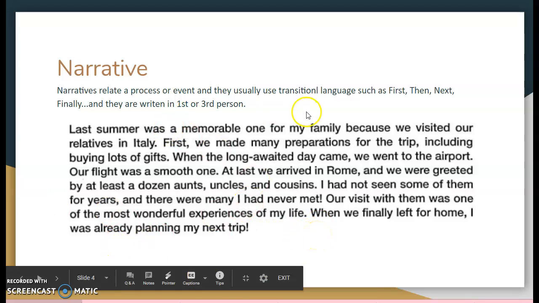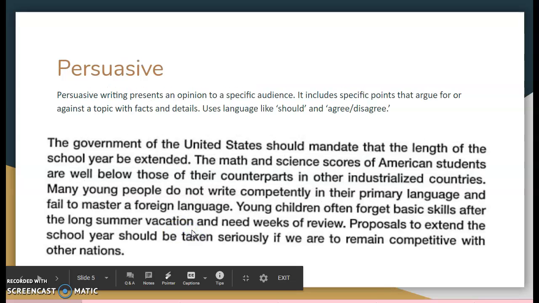So again, narratives, you see the first, then at last, but it's a story, right? So beginning to end, it's a process. It's kind of different from those other two, descriptive and expository, because you're telling a story. You could definitely use descriptive language in a narrative, but a narrative is from point one to another.